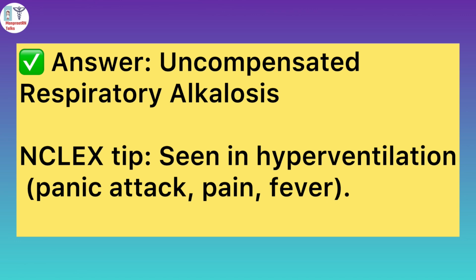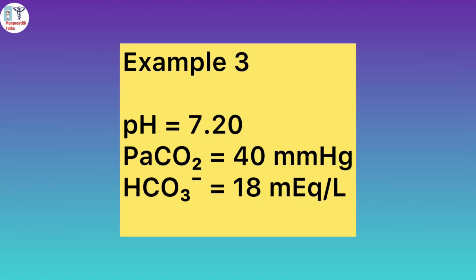NCLEX tip here to remember is that this is usually seen in hyperventilation patients, usually in panic attack, pain, or fever. Example third, pH is 7.20, PaCO₂ 40, bicarb is 18 milliequivalent per liter.